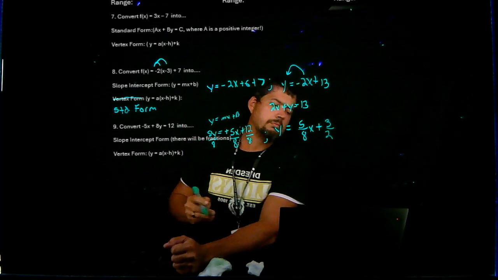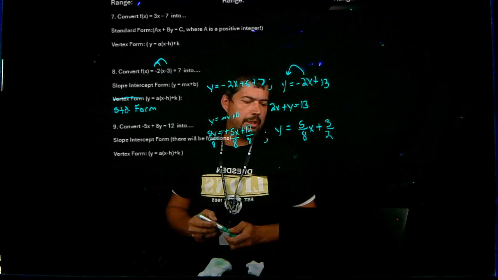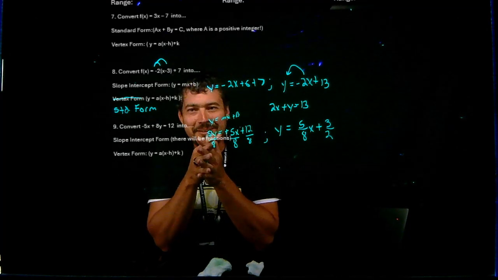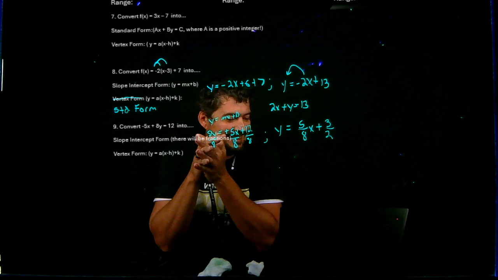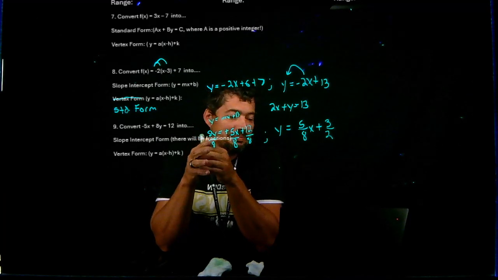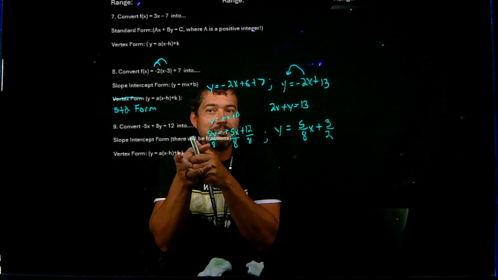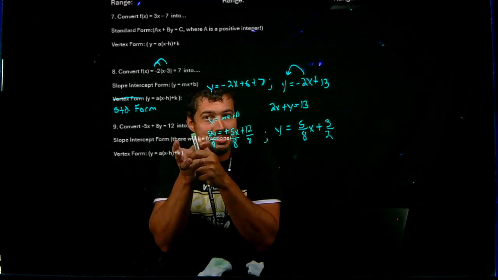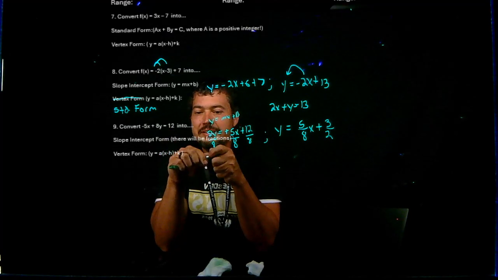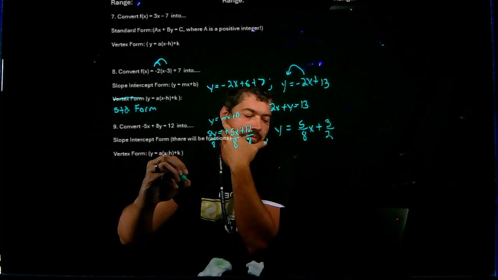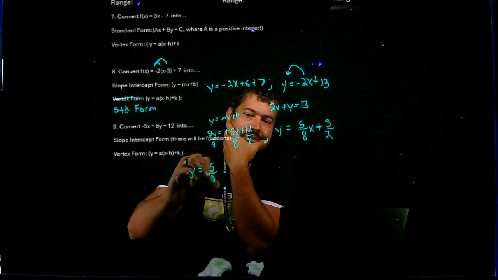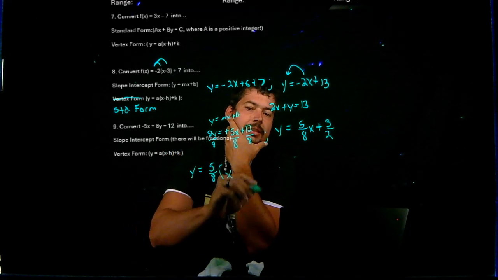All right, and then we have vertex form. This one's going to be a little rougher. It's going to be quite a bit rougher. Because in vertex form, you have the number, the slope out front, followed by something. All right, so let's see here. I'm going to pull that 5/8 out. Y equals 5/8 of x.